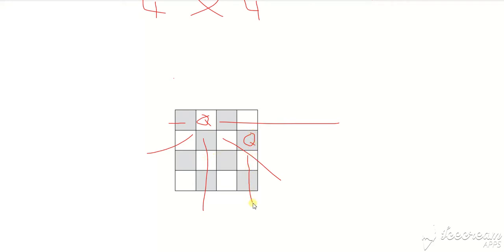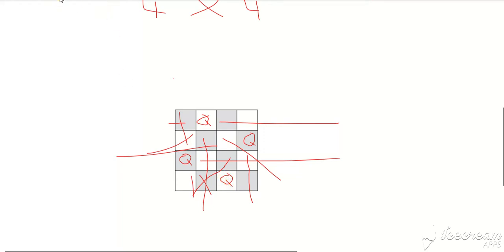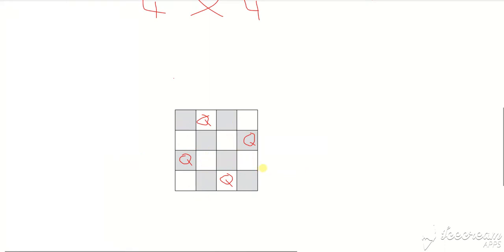We'll delete the remaining boxes, diagonal, and column. So we have a slot left in the third row, the first box, and deleting out the diagonals, rows, and columns, finally we have a slot left in the fourth row, third box. So that's it, that's the solution. We have kept the queens in the proper places where they don't intersect in the column, row, or diagonal.